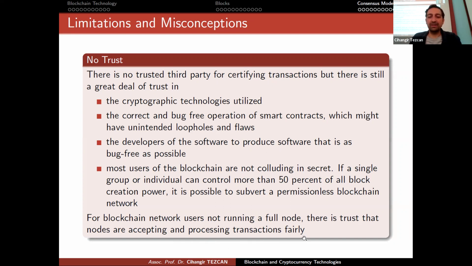And finally, for blockchain network users not running a full node, there is trust that nodes are accepting and processing transactions fairly. So this is very important. Most of the time, people use wallets with their mobile phones, for instance, when transferring Bitcoin or Ethereum. So you install a software, but recall that the Bitcoin blockchain currently is more than 390 gigabytes. You don't download that blockchain to your mobile phone. Similarly, the Ethereum blockchain is more than 300 gigabytes. So you don't have the blockchain in your software. Your software actually trusts full nodes. So here you have to trust somebody else at the end.